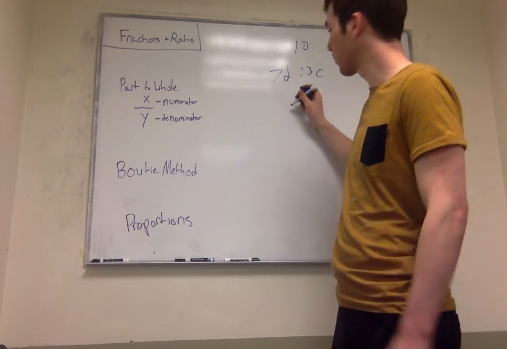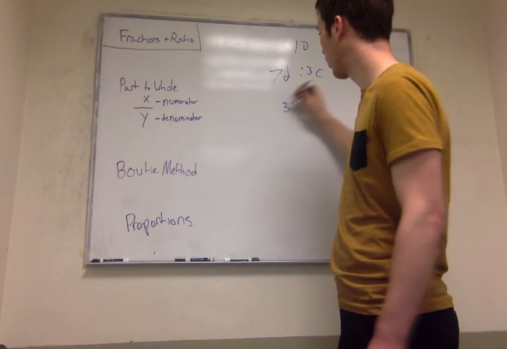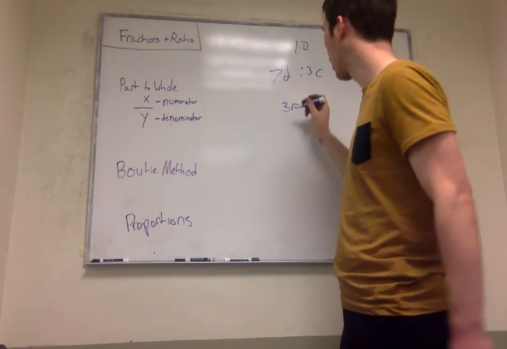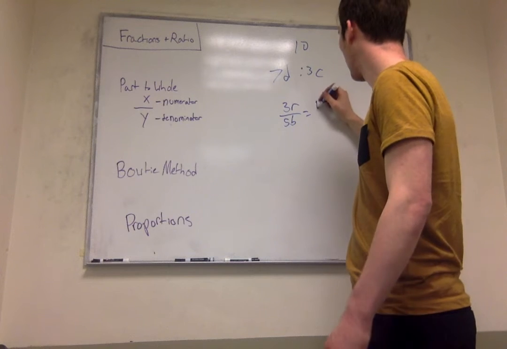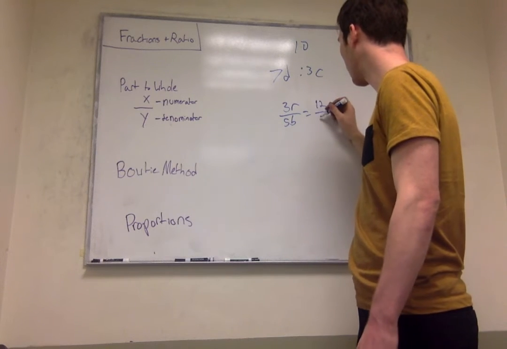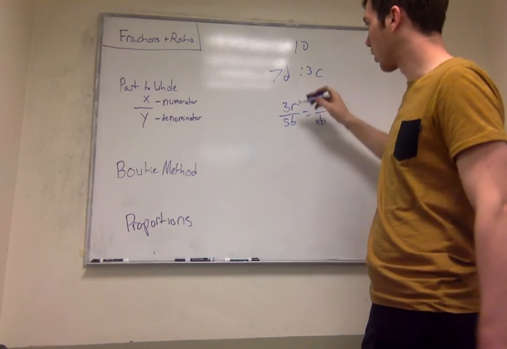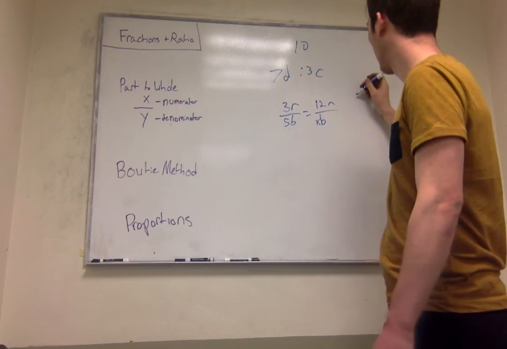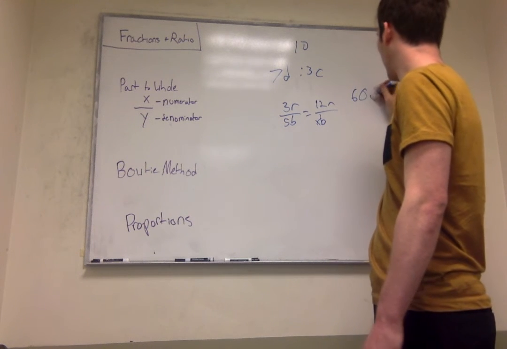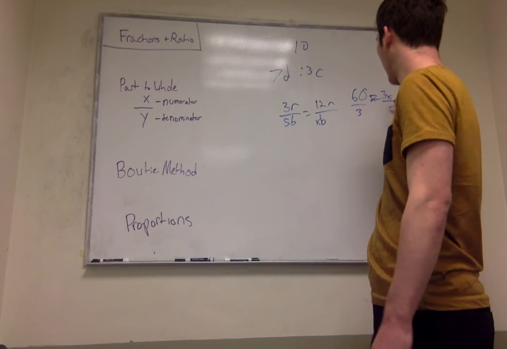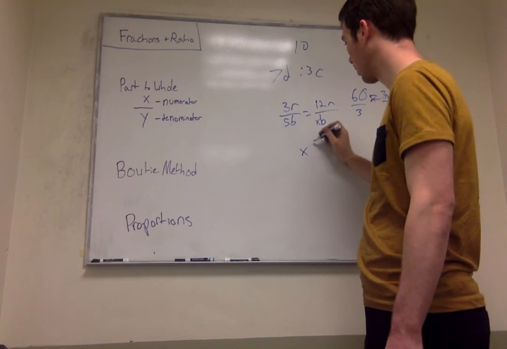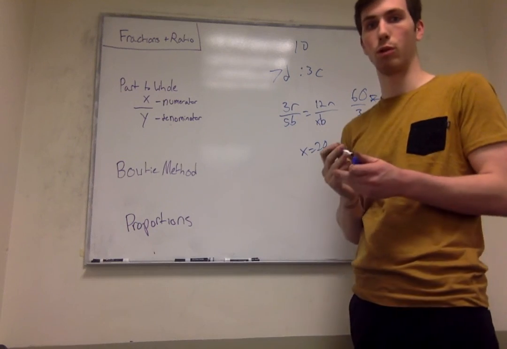So we'll use marbles for this example. Let's say our ratio is for every 3 red marbles, we have 5 blue marbles. And we know that there are 12 red marbles, but we don't know how many blue marbles there are. We're going to multiply these out. So then we have 60 equaling 3x. Divide each side by 3. So we end up learning that we have 20 blue marbles.